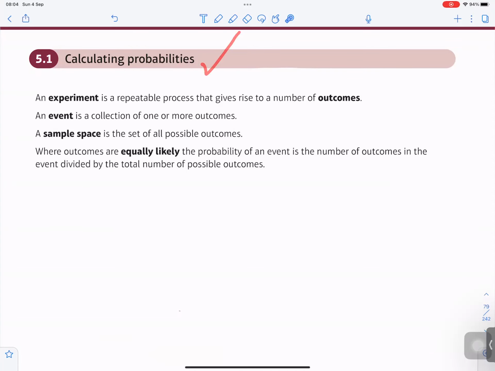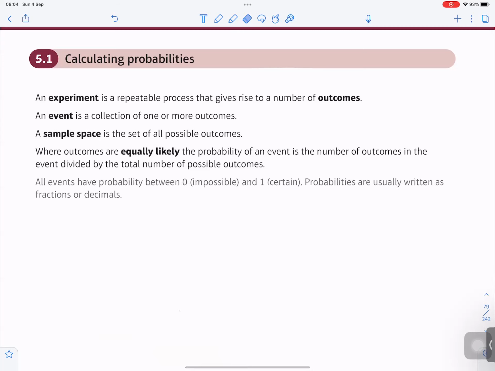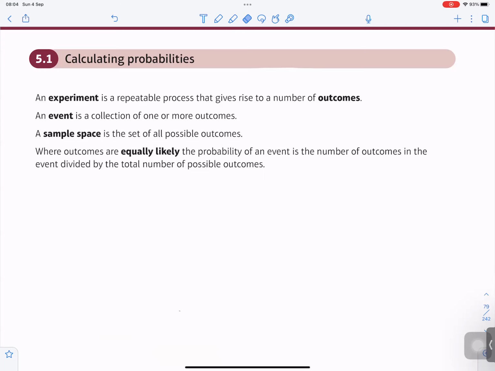Calculating probabilities. If you want to predict the chance of something happening, you use probability.